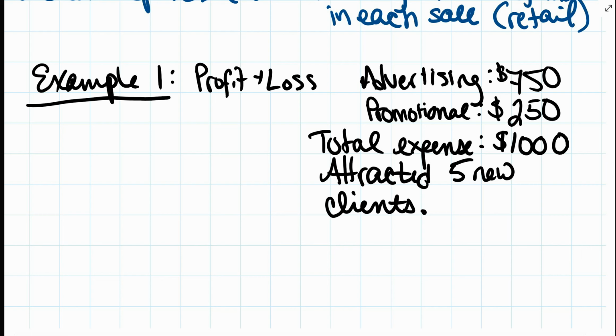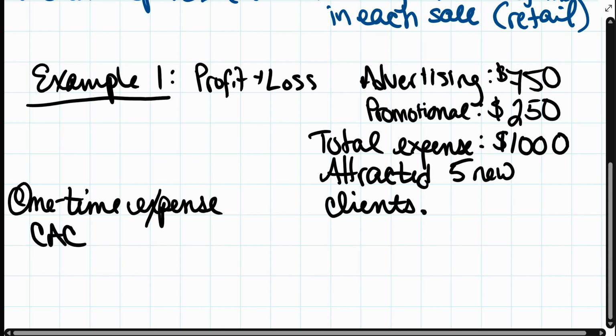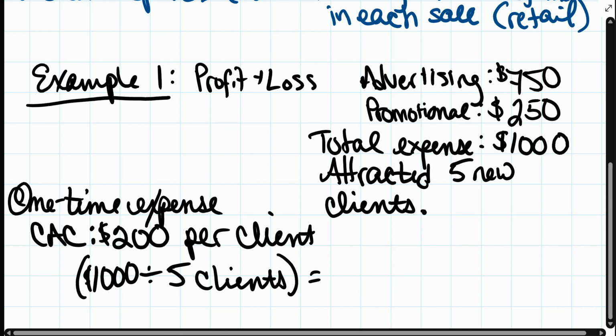So there's a couple different ways that you can think about this. You can think about this in terms of a one-time expense. Hey, they showed up to my door, and in this case, my one-time expense, my client acquisition cost, was $200 per client, right? I take my 1,000 bucks, I divide that up over my 5 clients. That makes really easy math of my 200 bucks per client, right?